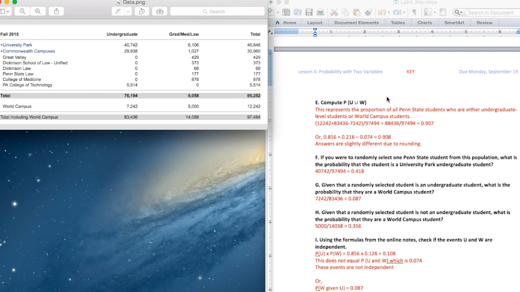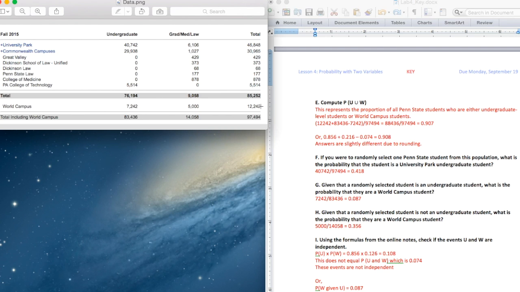Question E. Again, many of you are applying the incorrect formulas here. Here we want the union of U and W. So all of the students in this population that were either undergraduate students or World Campus students. Note that in math, when we say or, what we really mean is and/or. So we're going to include the students that are both undergraduate and World Campus students in this number as well. The addition rule that we're going to use here is P of A plus P of B minus P of A and B, because there is some overlap between undergraduate students and World Campus students, right?